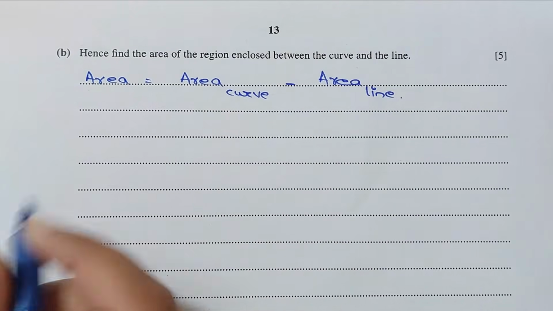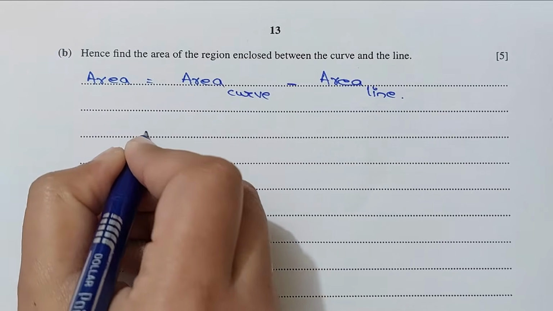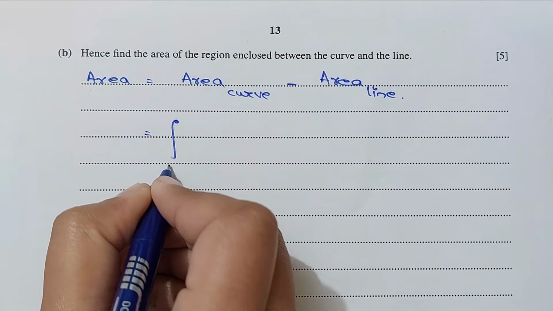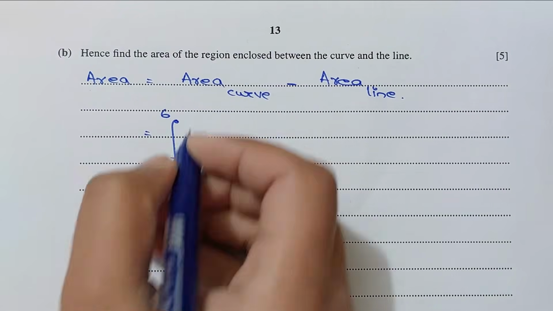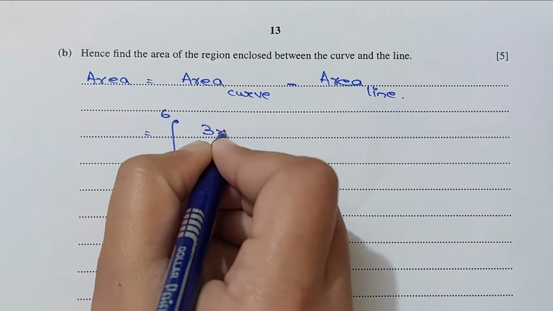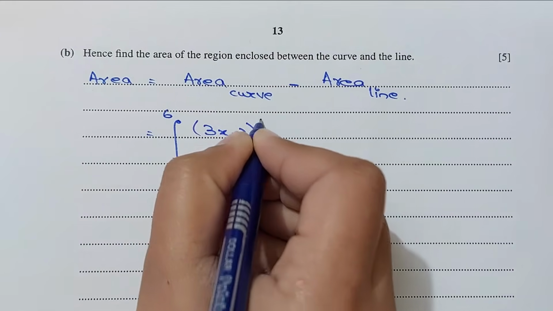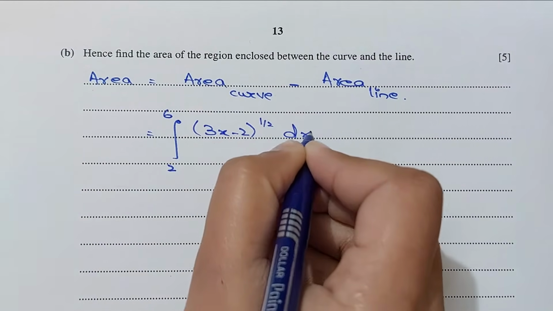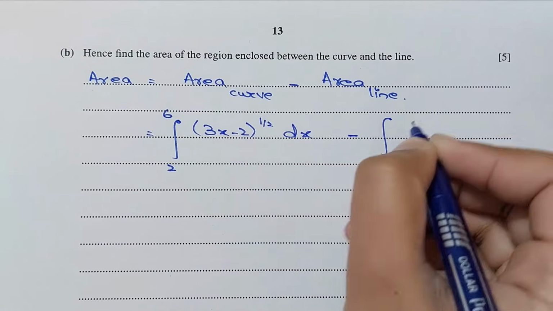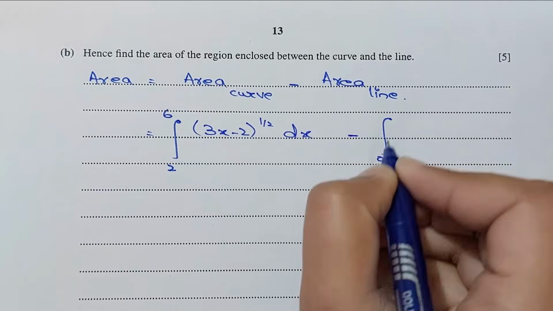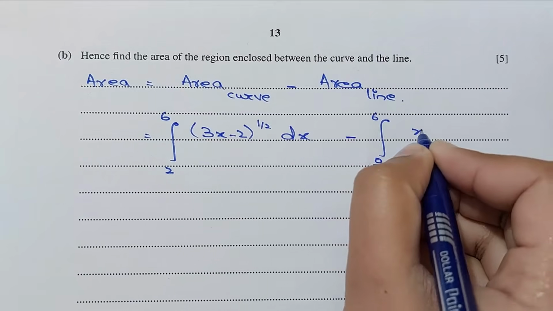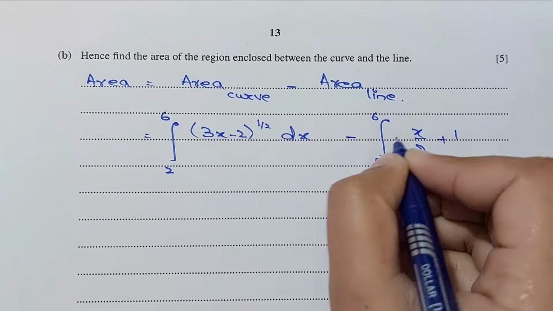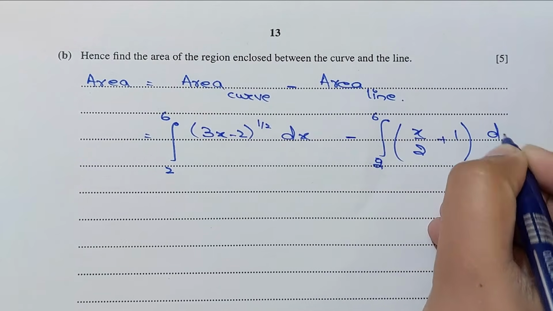Curve is above the line, so this is just the integration. We have to integrate the curve between 2 to 6, because 2 and 6 are the x coordinates. The curve we have is (3x minus 2) power 1 by 2 dx, and minus, we have to integrate the line between 2 to 6. The line is x by 2 plus 1 dx.